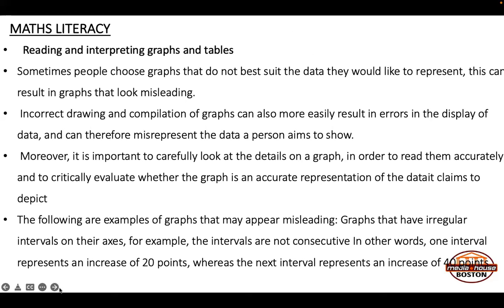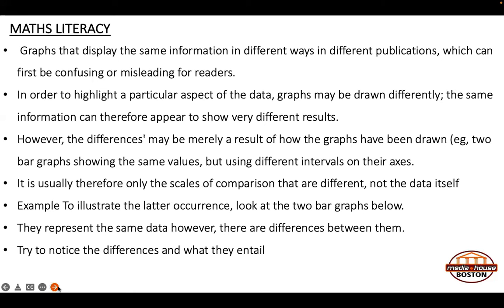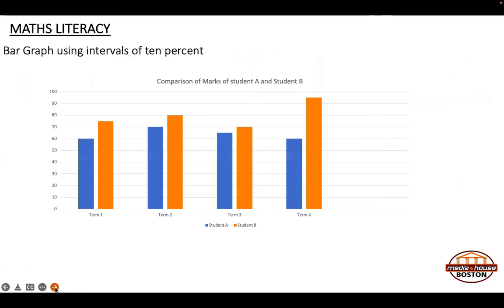So here we're going to look at 2 examples, okay, that graphs displaying the same information in different ways. Okay, so let's go to the examples. We're going to look at 2 bar graphs. So here we can see bar graphs using intervals of 10%. Okay, so comparison of marks of student A and student B, and we see 0 to 100.